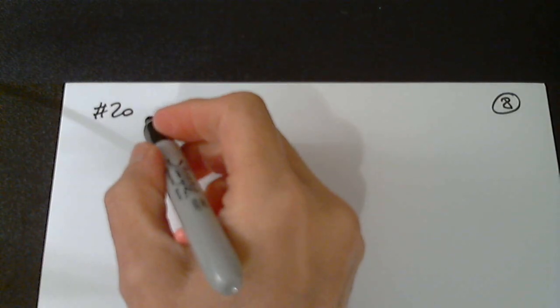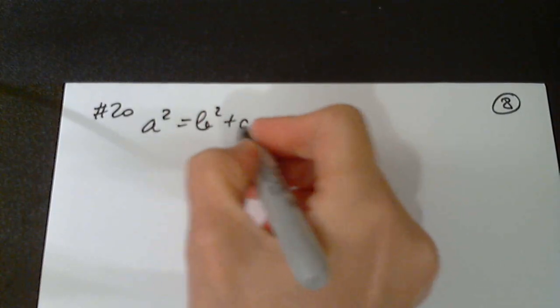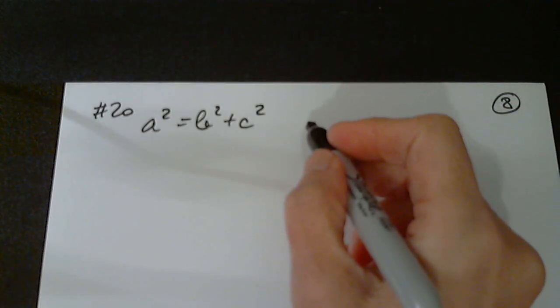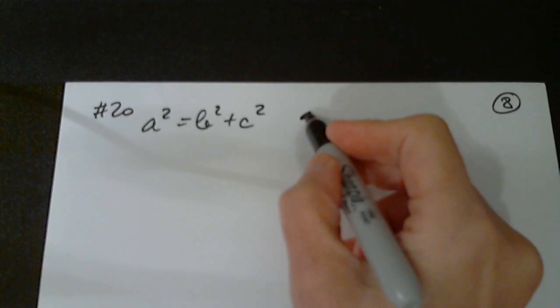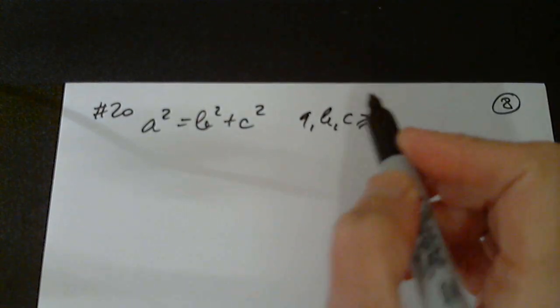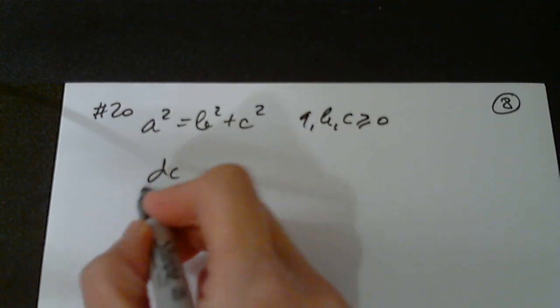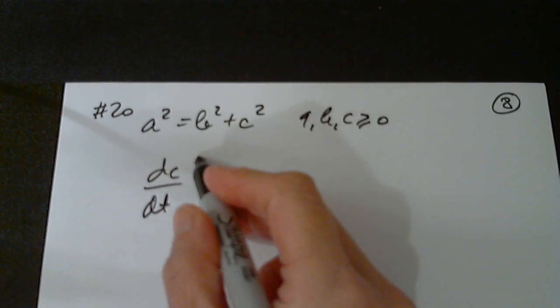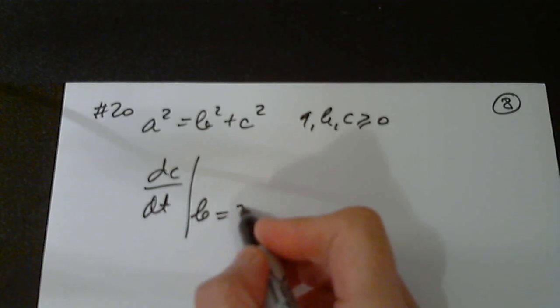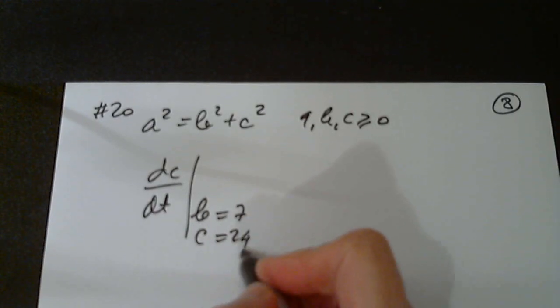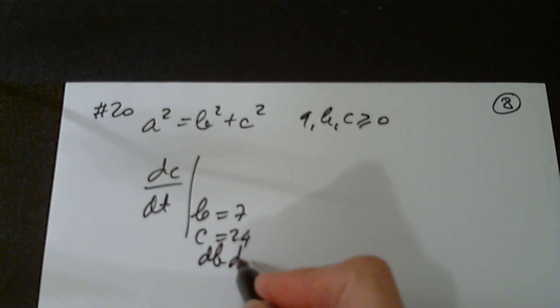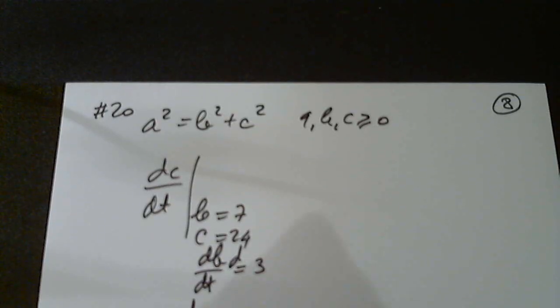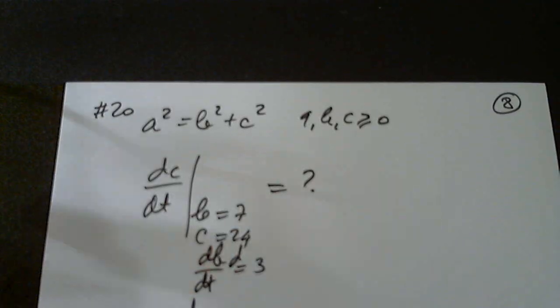So let's copy it. In 20, we have a squared equals b squared plus c squared, where a, b, and c are greater than or equal to 0. Find dc over dt when b is 7, c is 24, db over dt equals 3, and dA over dt equals 0.84. Perfect.